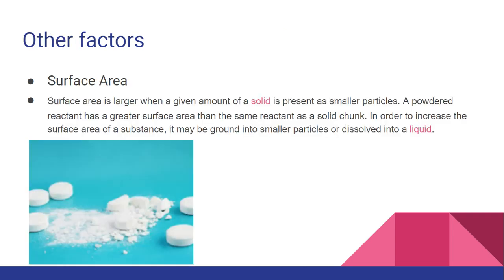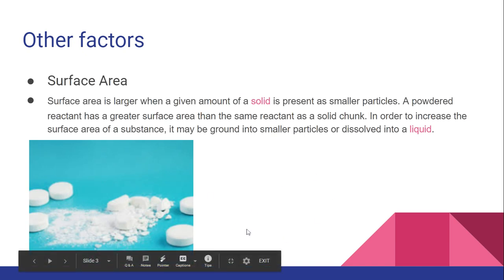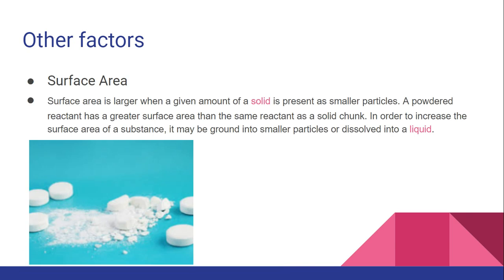Some other factors are surface areas. So if we have things like a pill and you drop it into a liquid, then you have to stir and stir and stir. Well, it takes forever. It's because it doesn't have a high surface area. So if we would take that same pill and crush it into a powder, it now has a greater surface area for the same reactant. And we can put it into a substance, and because we increased the surface area, it would dissolve much faster.